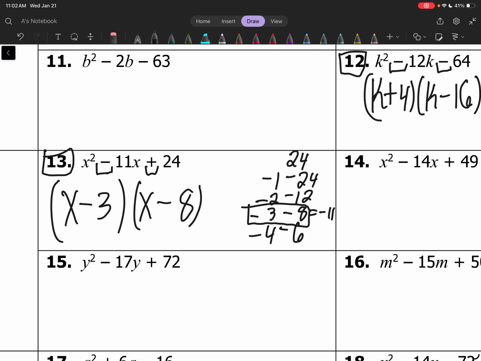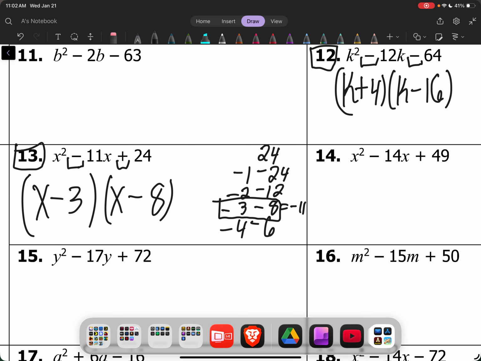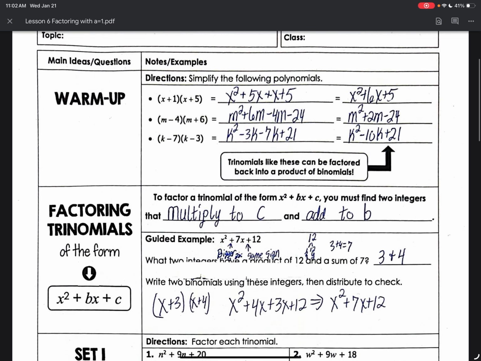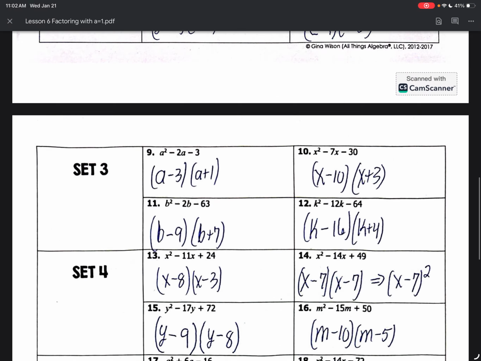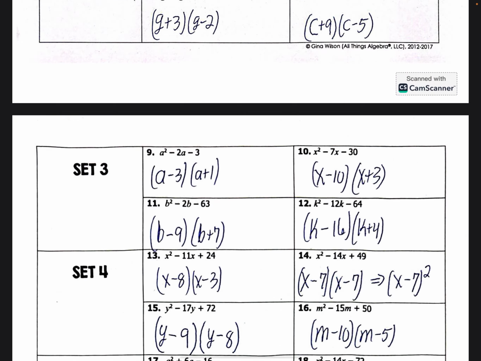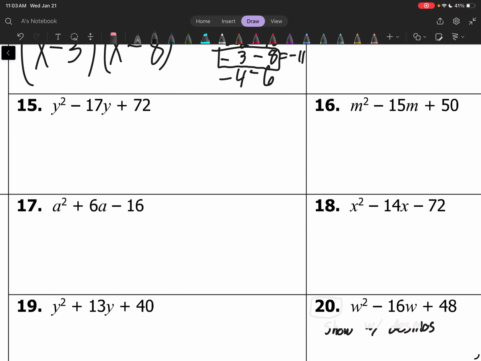Finished. Pause the video, try 14 through 16. All right, here's your answers to those. There's sets 1 and 2. Sets 3 and 4. Now, what if I told you there is an easier way to do all these problems?